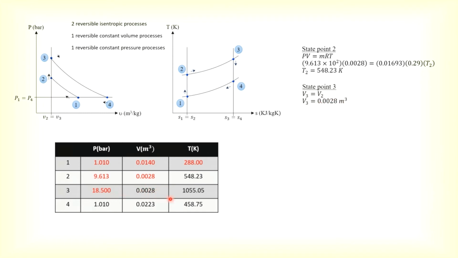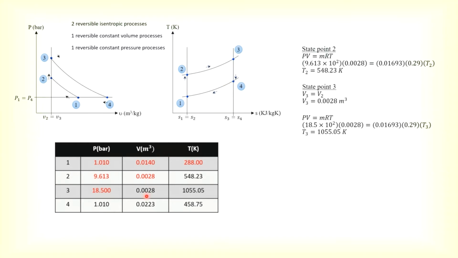Then use the ideal gas law again to find the temperature T3. Okay, so that should be your T3. So row 3 is completed with the pressure we got. Then 3 to 4 here, you can see this is isentropic.